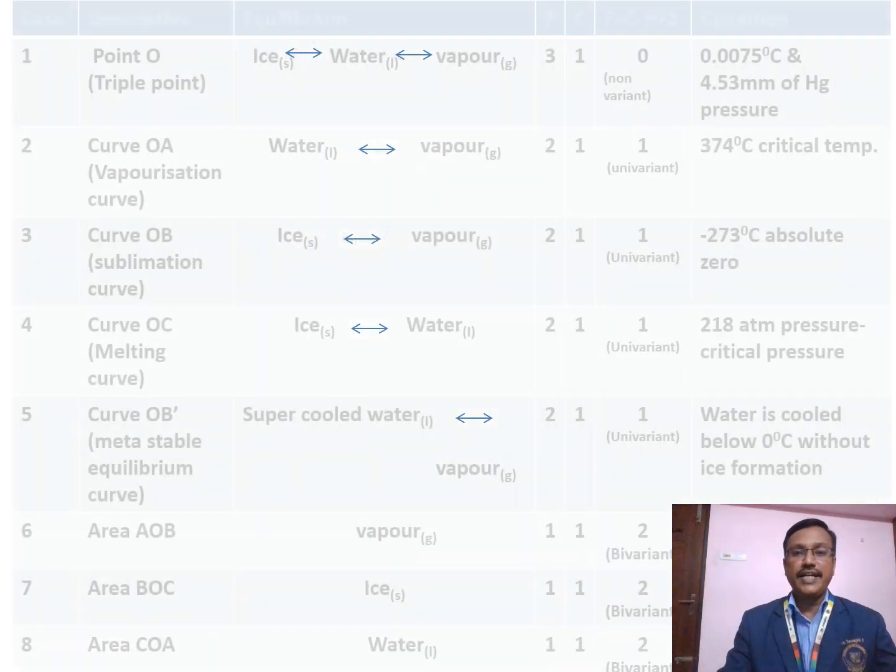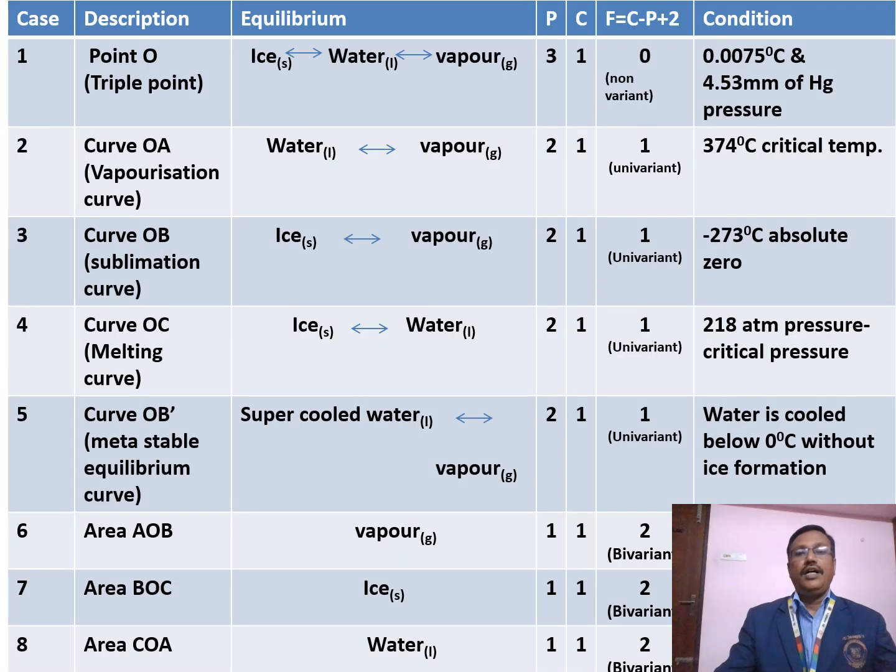What are the conclusions we can say? The point O is always non-variant. F is equal to C minus P plus 2, degree of freedom is 0. Curves OA, OB, OC, OB dash, all the curves come under univariant conditions. Why? Because in all the cases, components are 1, phases are 2. While applying F is equal to C minus P plus 2, C is 1, P is 2, 1 minus 2 plus 2, F is always 1.